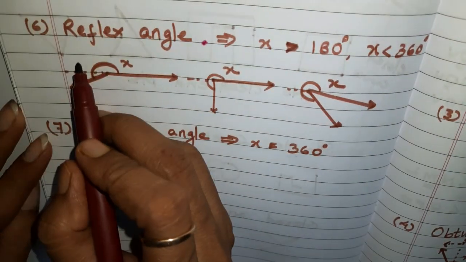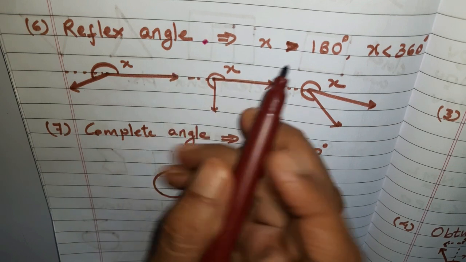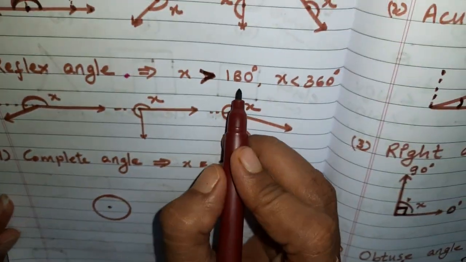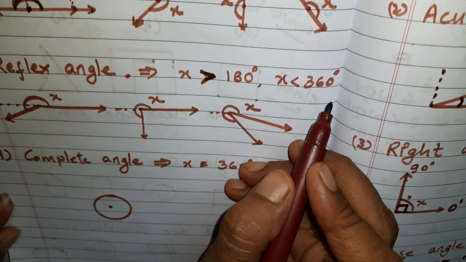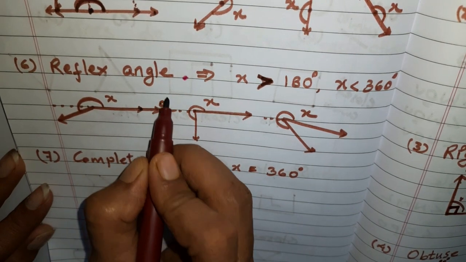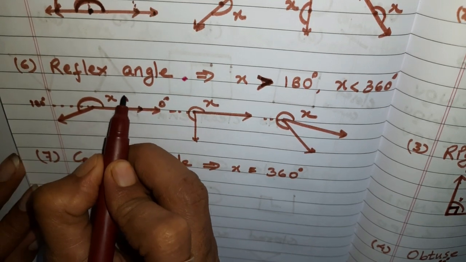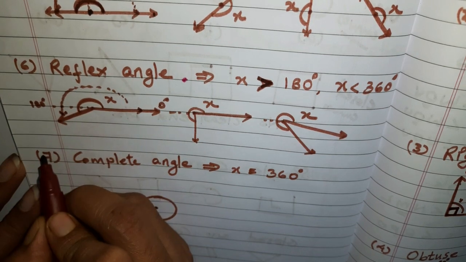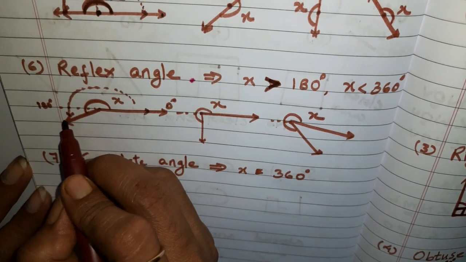Then there is another angle, which is the reflex angle. Reflex angles are the angles which are greater than 180 degrees, but less than 360 degrees. Here you can see the ray has started from 0 degrees, here it is 180 degrees. Now you can see that this ray has moved from 0 to 180 and then beyond 180. So this type of angle is known as a reflex angle.